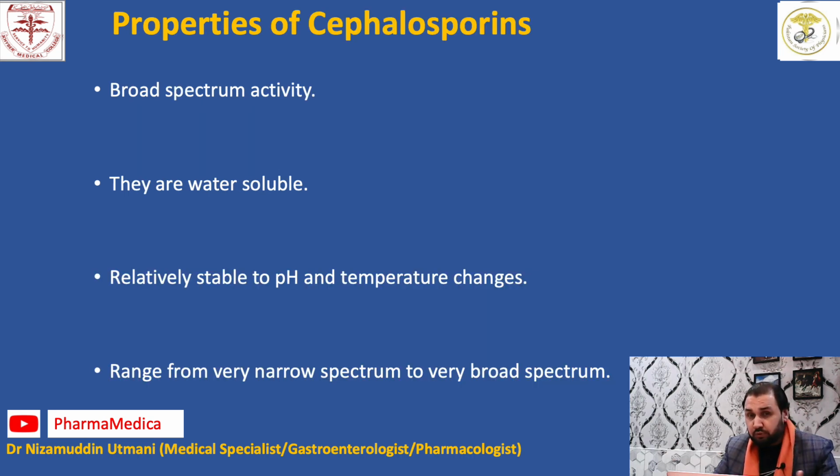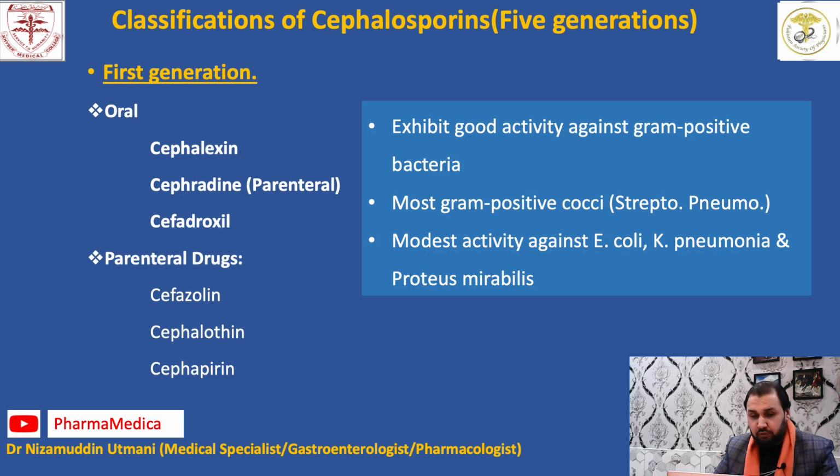What are the properties which make it different from penicillin? They have broad spectrum activity, they are water soluble, they are relatively stable to pH and temperature changes, and they have a very good spectrum of activity. This is the classification, and we call it generations. There are 5 generations of cephalosporin.